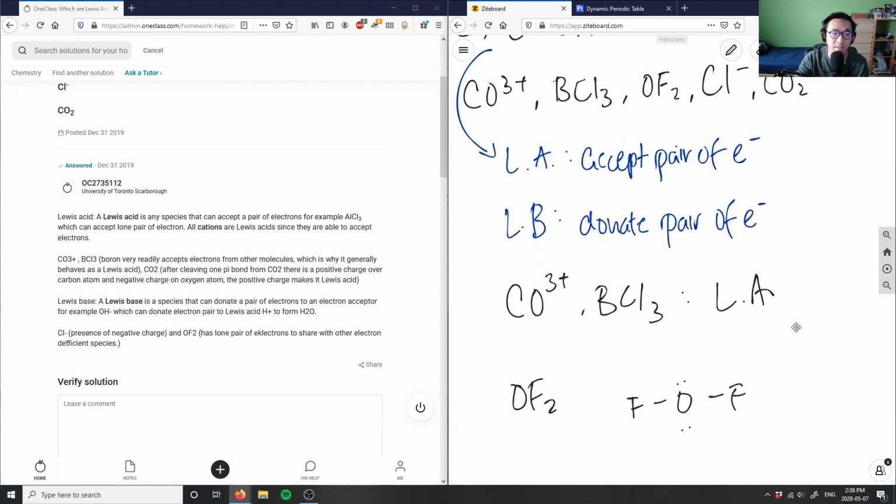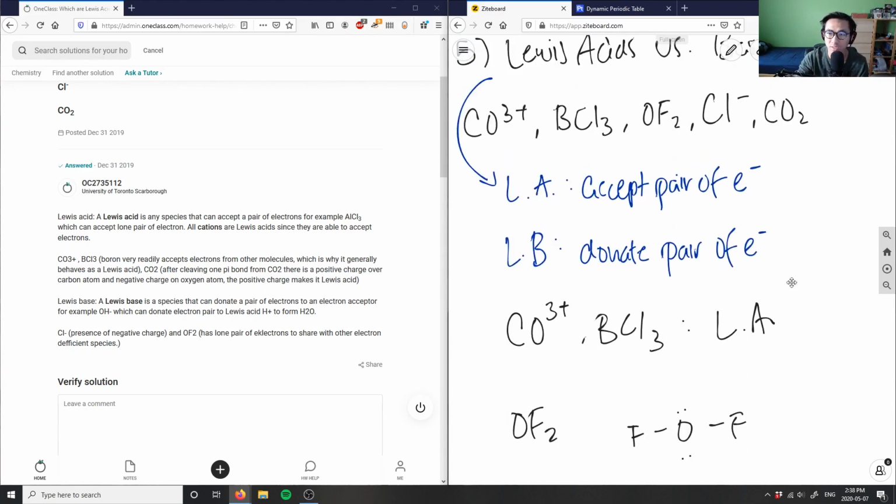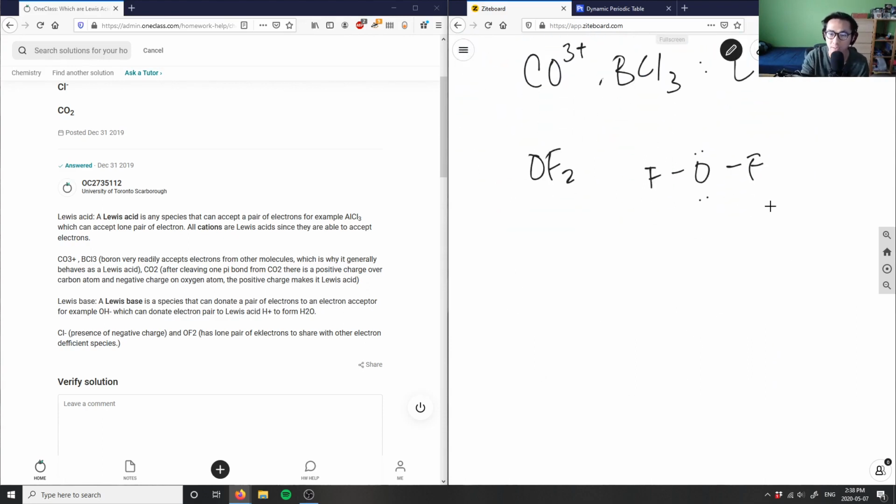And same with Cl minus and CO2, right? CO2 is actually an acid here, but let me look at Cl minus first. If you look at the structure, 1, 2, 3, 4, 5, 6, 7, 8, I have 8 electrons here. Very easy for me to donate a pair of electrons. I have 4 lone pairs of electrons. I can always donate a pair of electrons to, for example, hydrogen. I could donate this to make HCl, right? So chlorine minus is a good conjugate base of HCl, which means therefore it's a Lewis base, right?